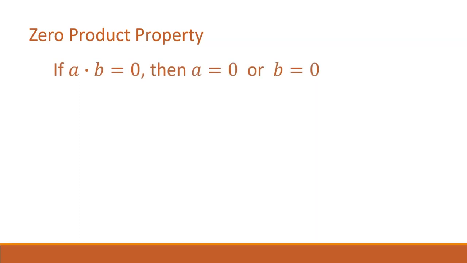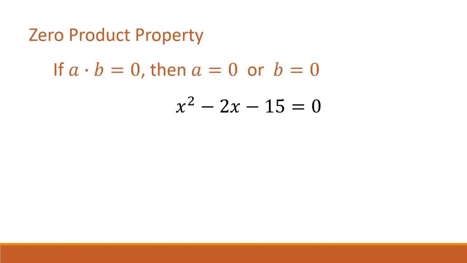For the examples we're about to look at, we'll be using the zero product property. So let's quickly review that. The zero product property says that if we have a product, that is, things that are multiplied together, and the result is 0, then we know that at least one of those factors that are being multiplied has to be a 0. We can use the zero product property to solve equations that are factorable, like this one.